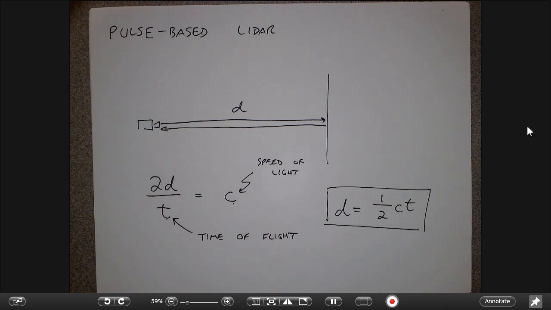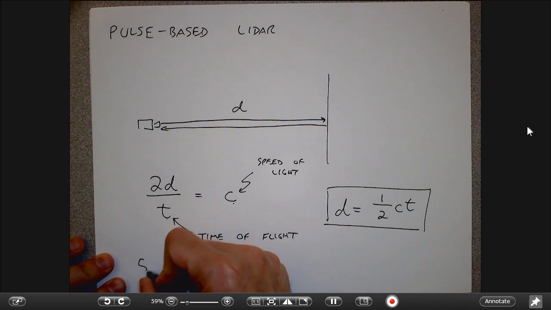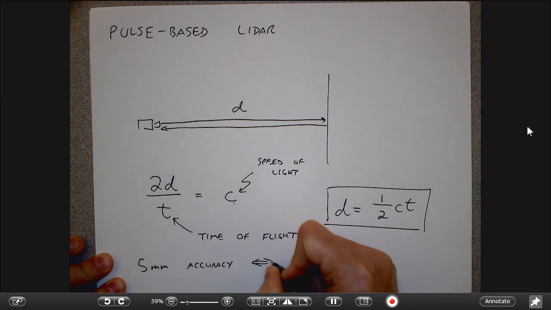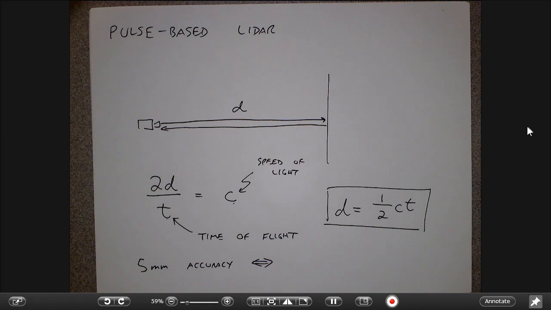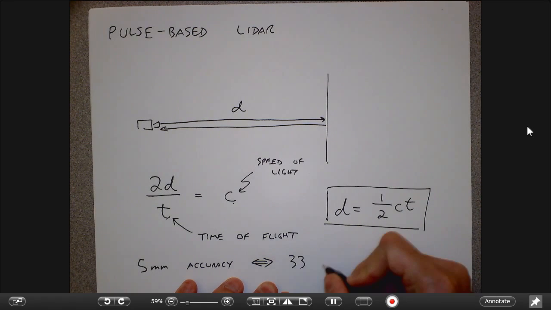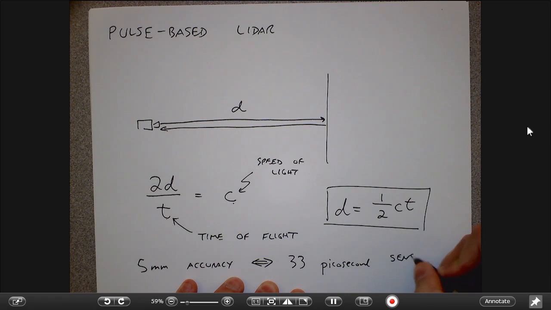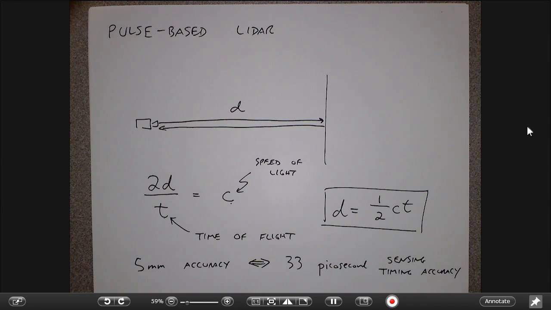So if I want to measure surfaces to within, for example, 5 millimeter accuracy, if you do the computation, that corresponds to, I think it's in the book here, 33 picoseconds. So this is the sensing timing accuracy. The receiver electronics on these systems have to be extremely accurate, and that's why these pulse-based systems are generally pretty expensive.